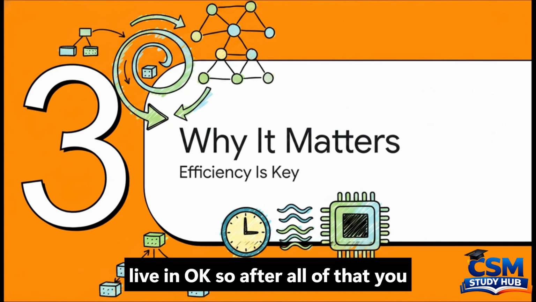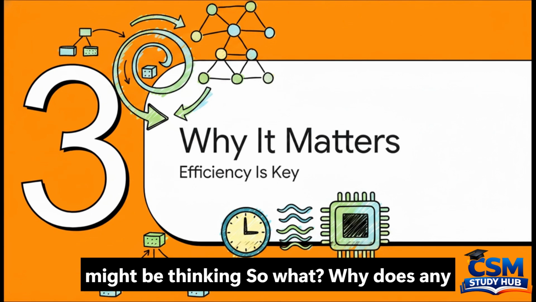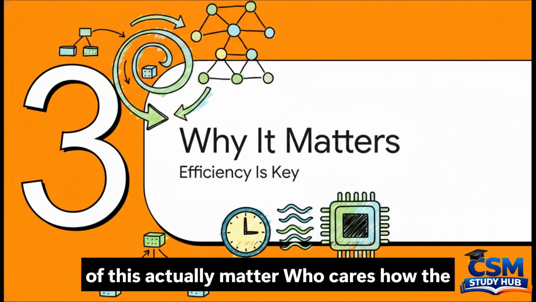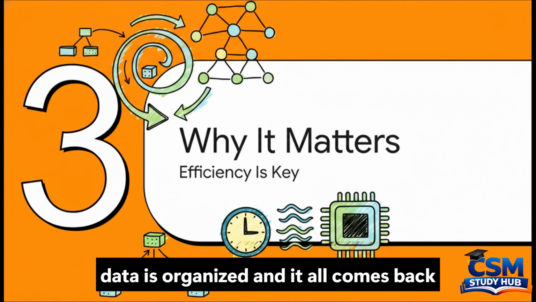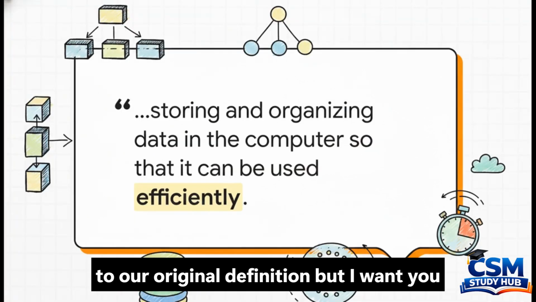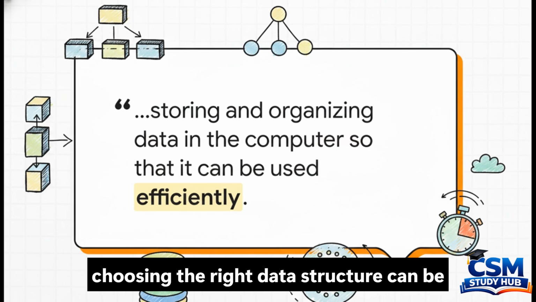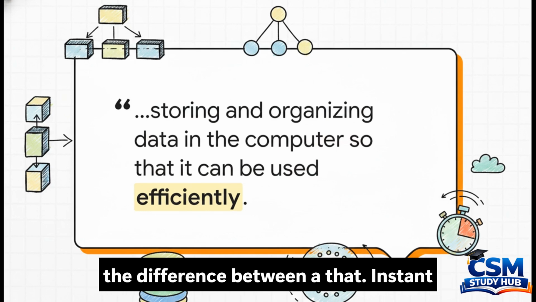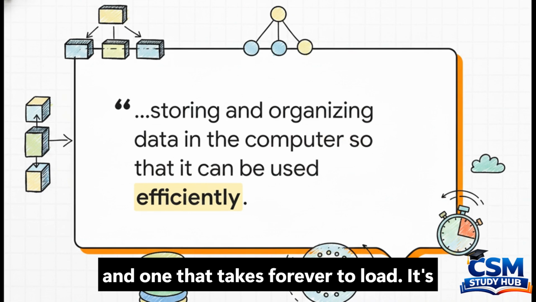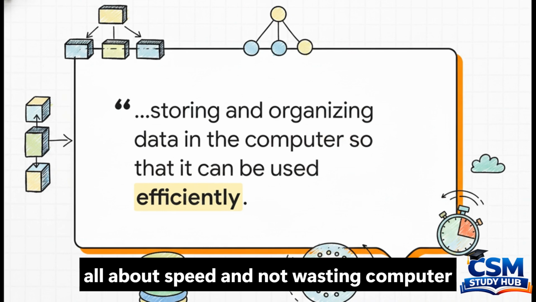Okay, so after all of that, you might be thinking, so what? Why does any of this actually matter? Who cares how the data is organized? And it all comes back to our original definition, but I want you to focus on that last word, efficiently. Choosing the right data structure can be the difference between an app that feels instant and one that takes forever to load. It's all about speed and not wasting computer memory.